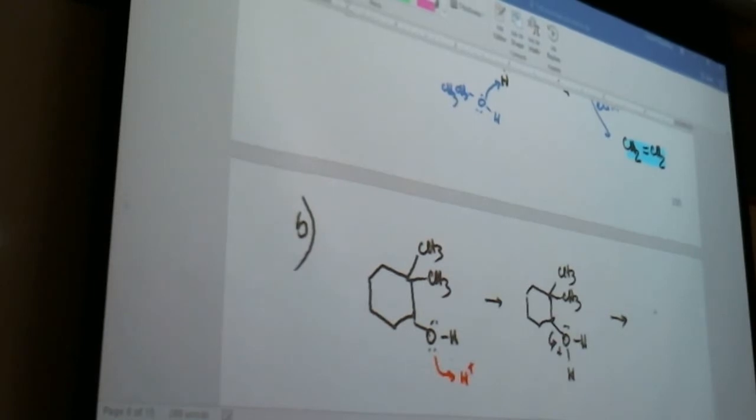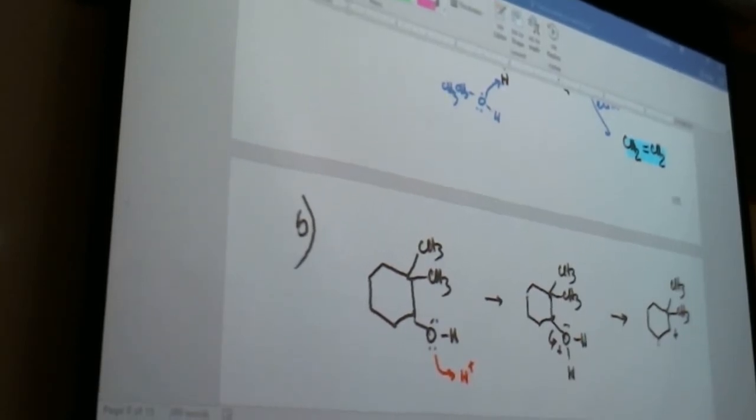So let's make this good leaving group leave and form this secondary carbocation. Now, tertiary would be better than secondary. If I try to move one of these hydrogens, I go to another secondary. That's not going to do me any good.